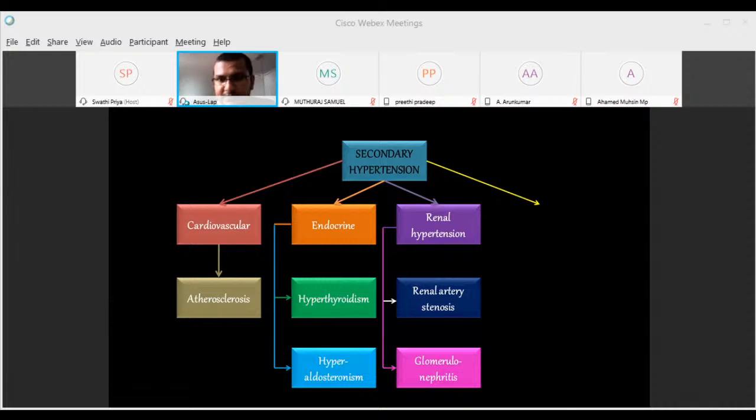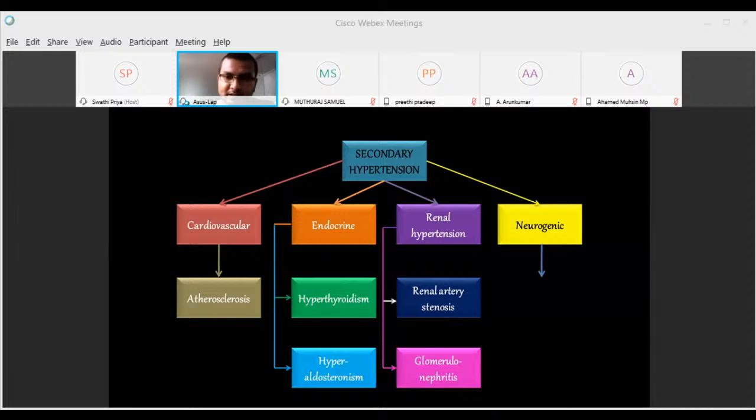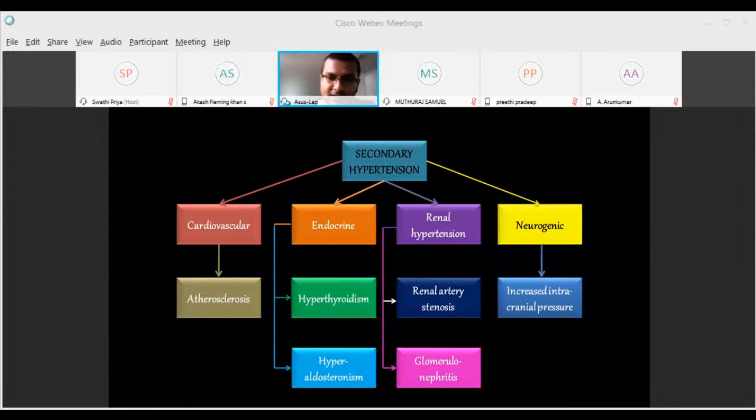And next is neurogenic causes. Neurogenic causes can cause increased intracranial pressure. That is the intracranial pressure, what is present in the cranium? That is cerebrospinal fluid, no? So how does the pressure in the cranium increase? Increased intracranial pressure can be due to a rise in pressure of the cerebrospinal fluid.